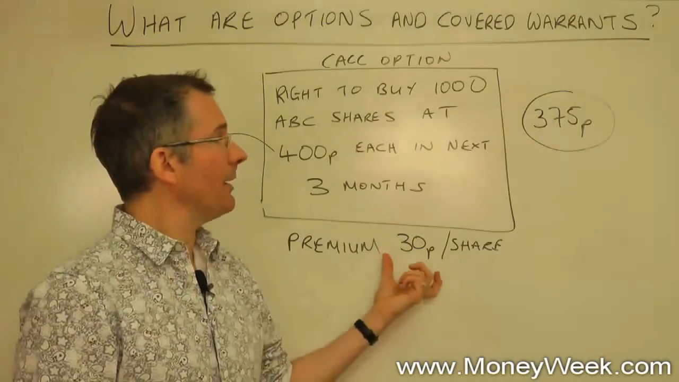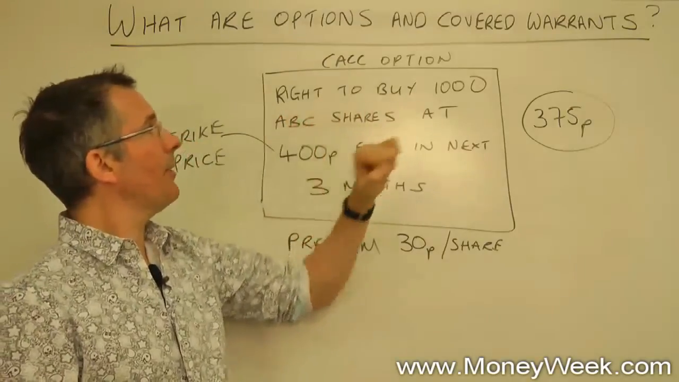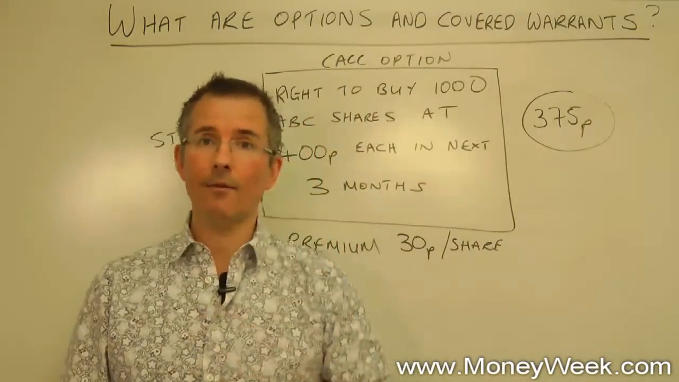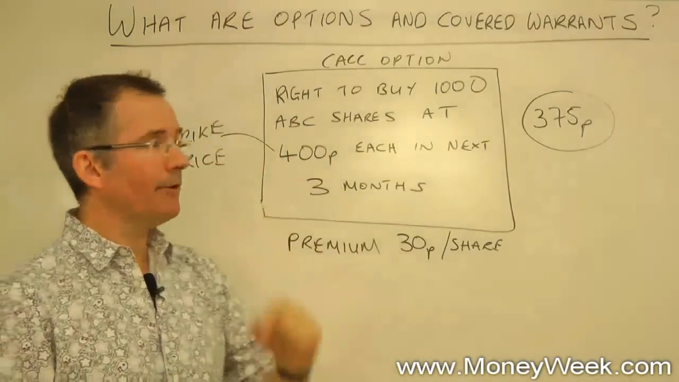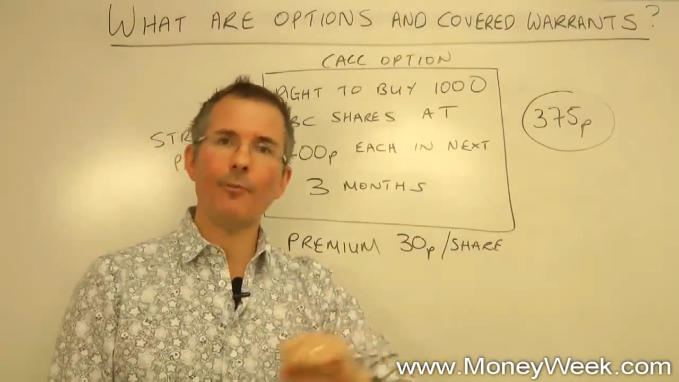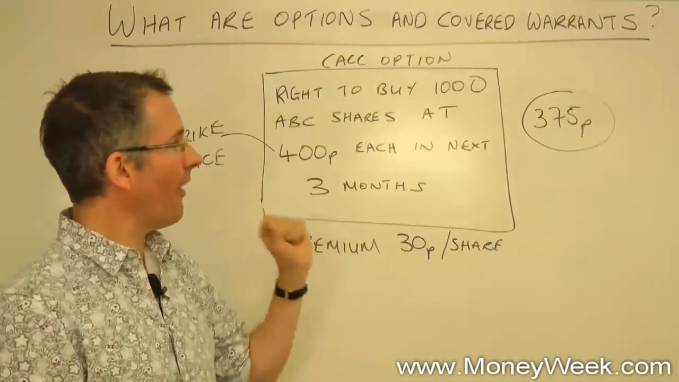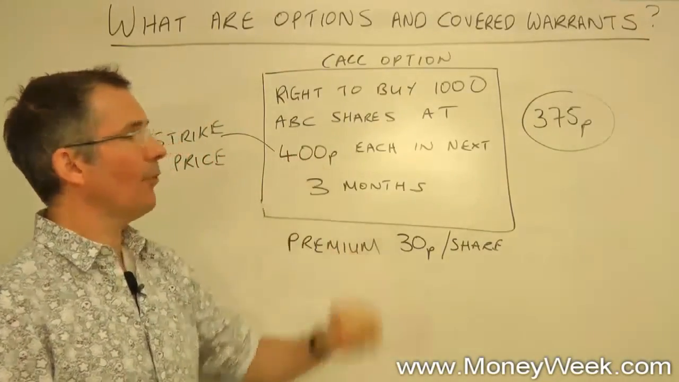So I want an upfront premium, and I'm giving someone else the right to buy 1,000 shares, literally call me, if you like, demand 1,000 shares off me anytime in the next 3 months. And if they do that, once I've sold this piece of paper on, I will have to find them and deliver them, let's say at £4 each.